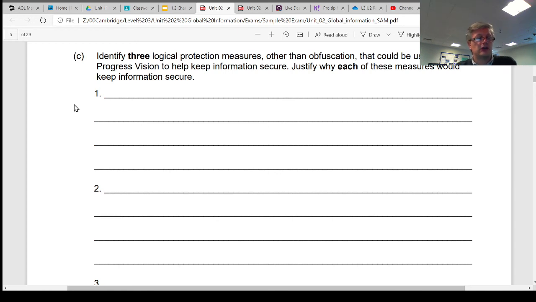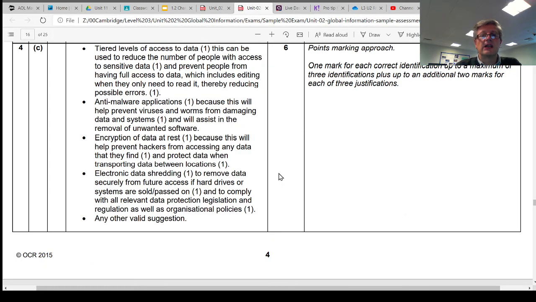So they're just looking for you to show some understanding of what these logical protection measures are and what they actually do. So here are the kind of things that they were looking for, okay? So six marks, so one mark for identifying the actual logical protection method, and an extra two marks for the justifications. Multiply that by three, you've got your six marks there. So the first one, they talk about tiered levels of access to data. Why? Well, because it can reduce the number of people that have access to the sensitive and confidential data, and it prevents people from having full access to things they're not supposed to have access to. Only allowing editing to be done whenever it needs to be edited, and reducing any potential issues with the information in the data sets there.